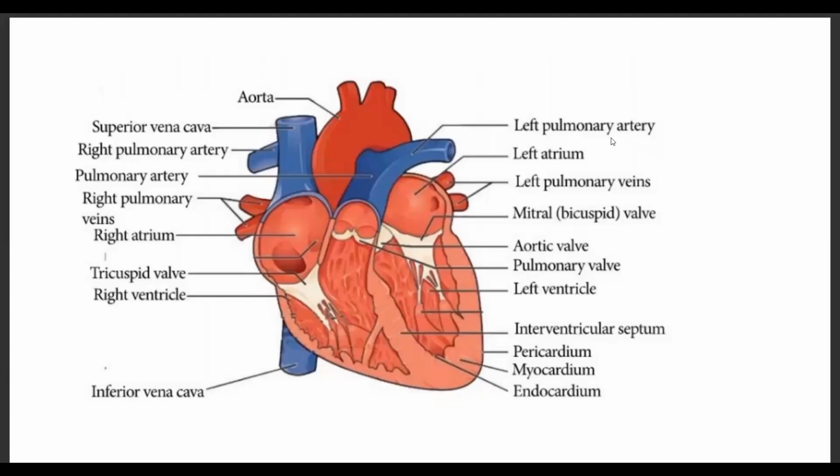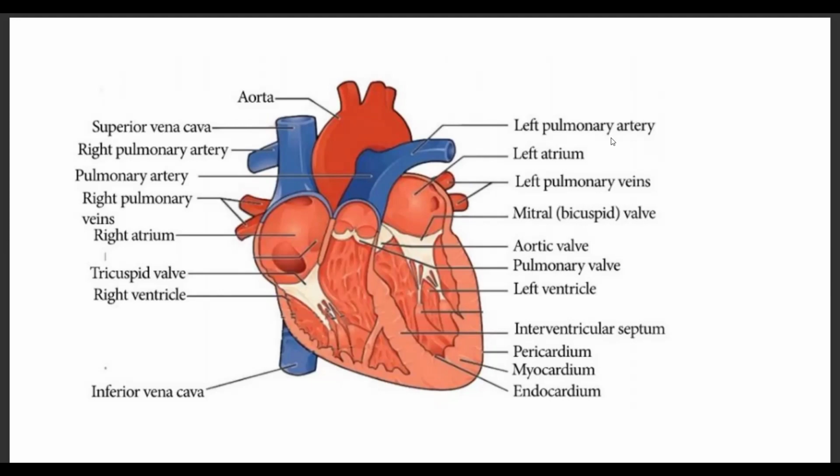First point, human heart is roughly cone shape. Write down the marking scheme quickly. Second point, hollow muscular organ. Third point, heart wall is composed of 3 layers of tissues. Next point, pericardium. Next point, myocardium. Next point, endocardium.